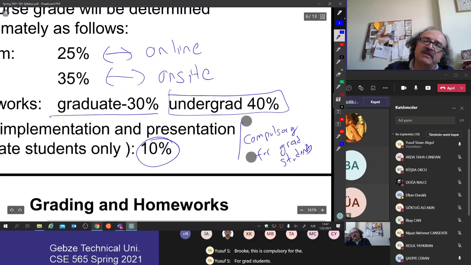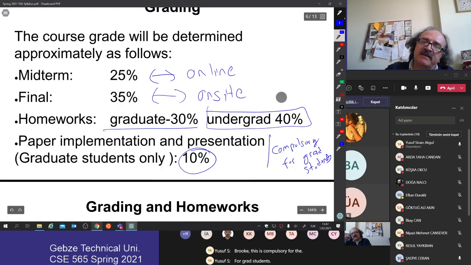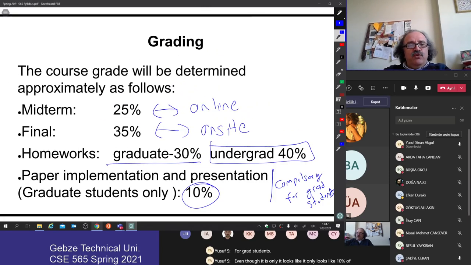Even though it only looks like 10% of your grades, if you don't do your paper implementation and presentation, you will not get a passing grade from this course if you are a graduate student. If you are an undergrad and you would like to do this yourself, I may give you a bonus if you do the implementation and presentation as an undergrad student.